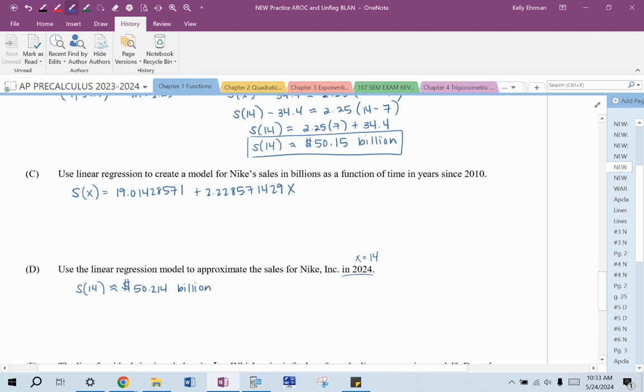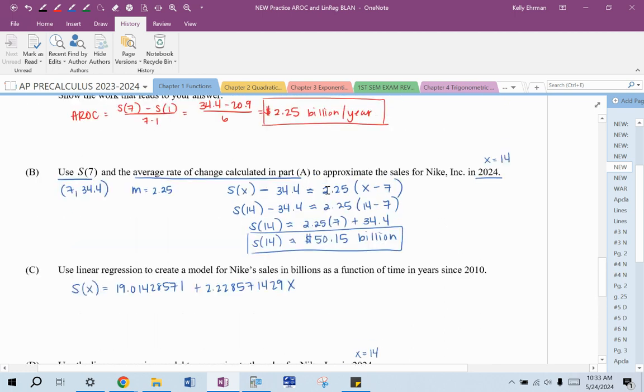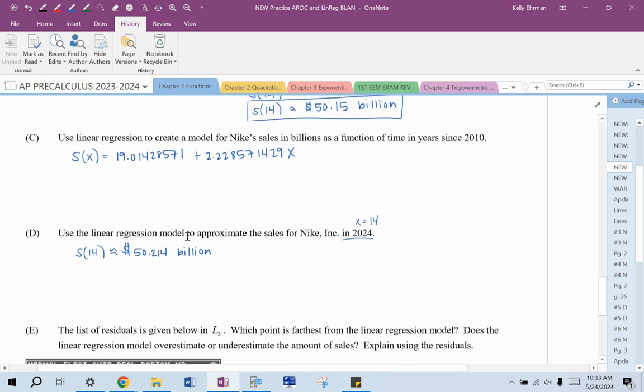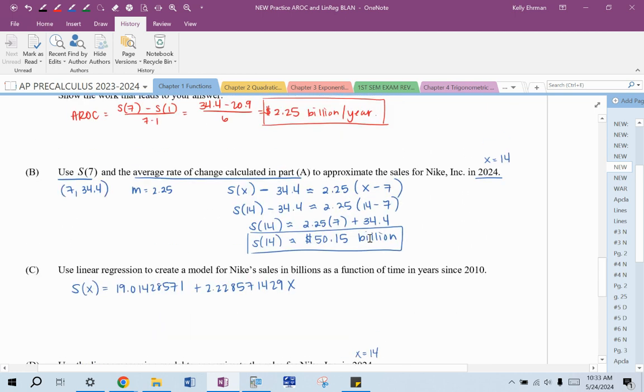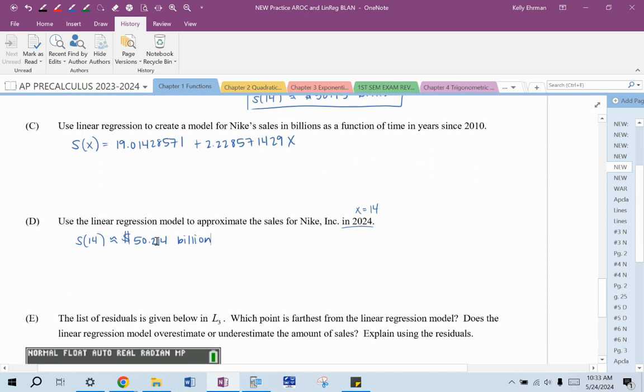Is this sales or net profit? I feel like I kind of switched. Oh no, it's sales. Okay, I think I was just saying net profit from a previous problem. And yeah, we should find that our answers are reasonably close, right? This average rate of change I got here is pretty close to what the model says the slope ought to be. And my prediction using the average rate of change is pretty close to what the linear model got as well. So they're not going to be completely wildly different.